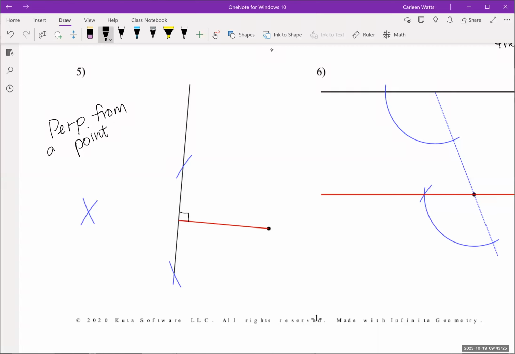Now, turn your paper so the black line is horizontal. Okay, so it's perpendicular from a point. Now, what is the difference between this point and the point on problem number 4? Not on the line. Awesome. Perpendicular from a point, not on the line. All right, we're going to move on.